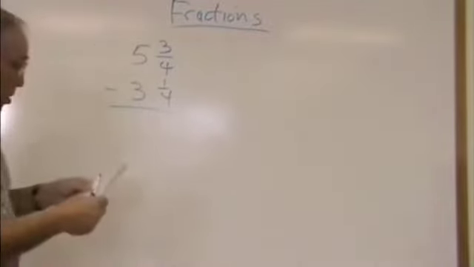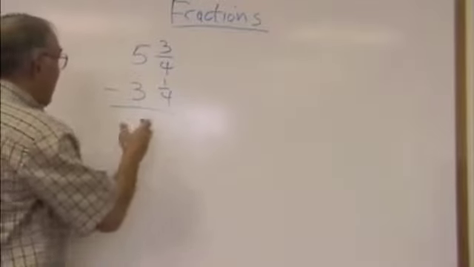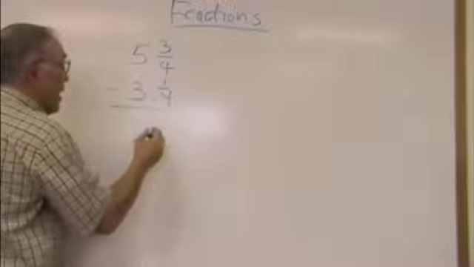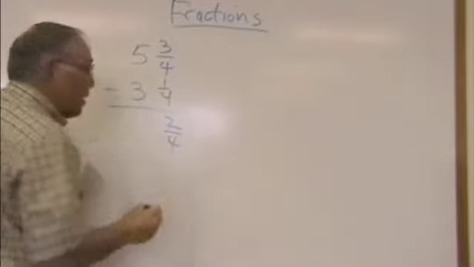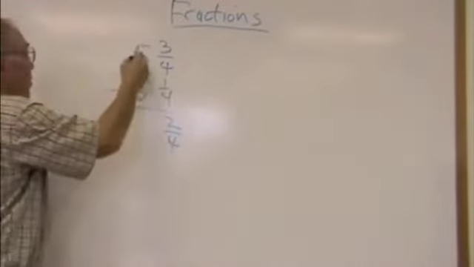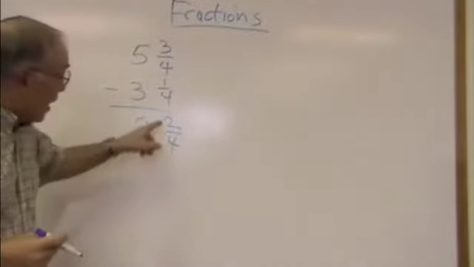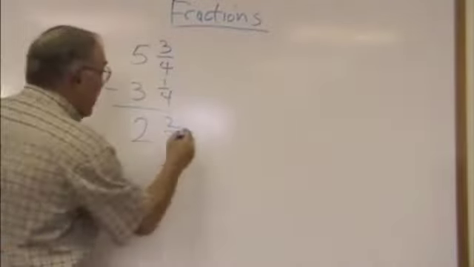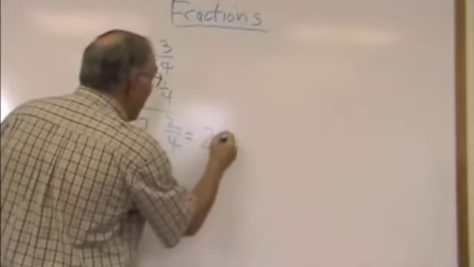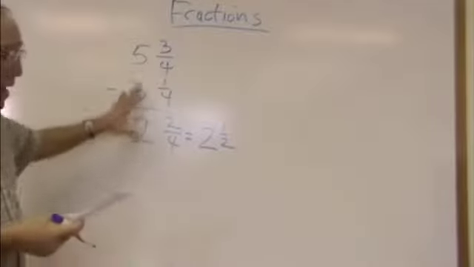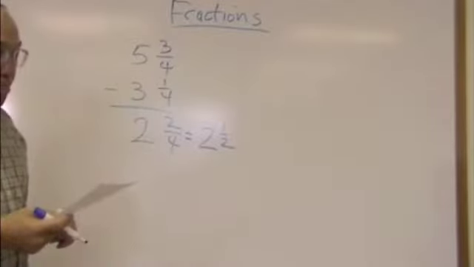Okay, so let's say this was a problem, 5 and 3/4 minus 3 and 1/4. The denominators are the same. 3/4 minus 1/4 is 2/4. And then the whole number is 5 minus 3 is 2. Okay, so I get 2 and 2/4. I've got to reduce the fractional part here. That becomes 2 and 1/2. Okay, so that's a little harder. I added a mixed number to it.